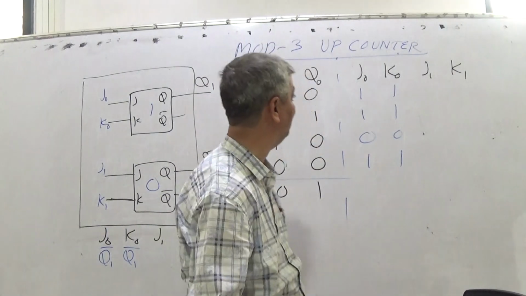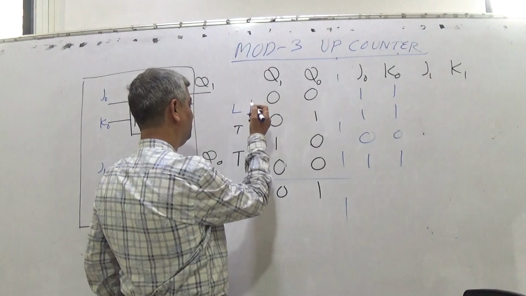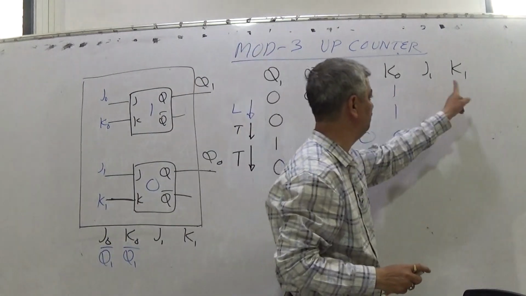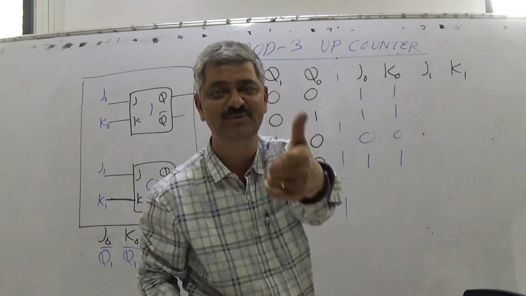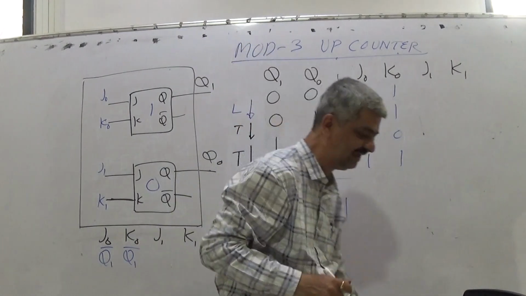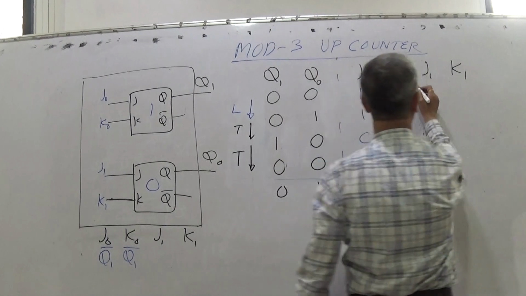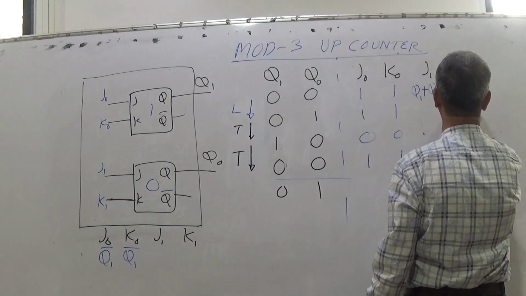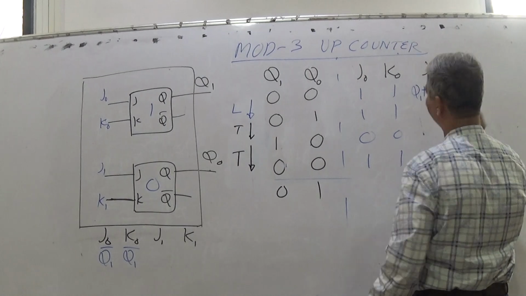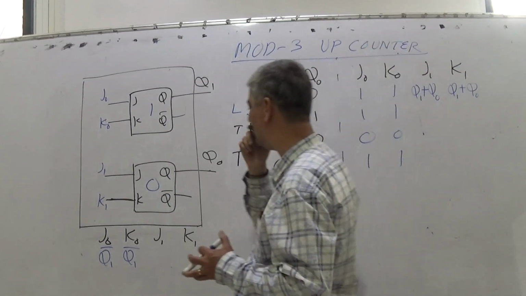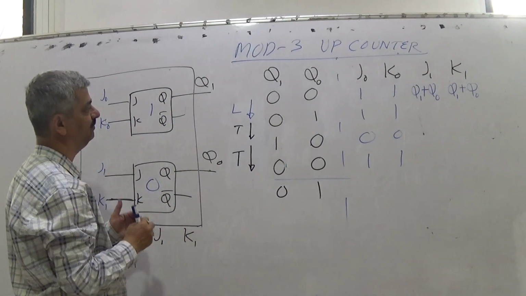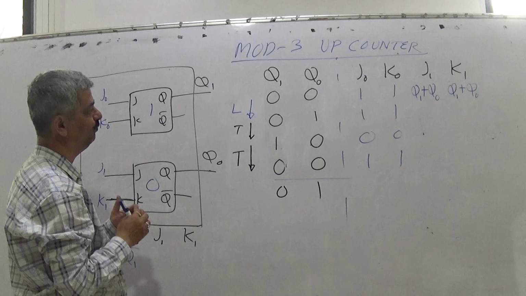So what should we say? When this is 0, 0, that time J1, K1 should be 1. In other cases, it should be 0. So simply I can say that Q1 OR with Q0. Q1 OR with Q0. So when Q1 is OR with Q0, when both are 0, what will happen?